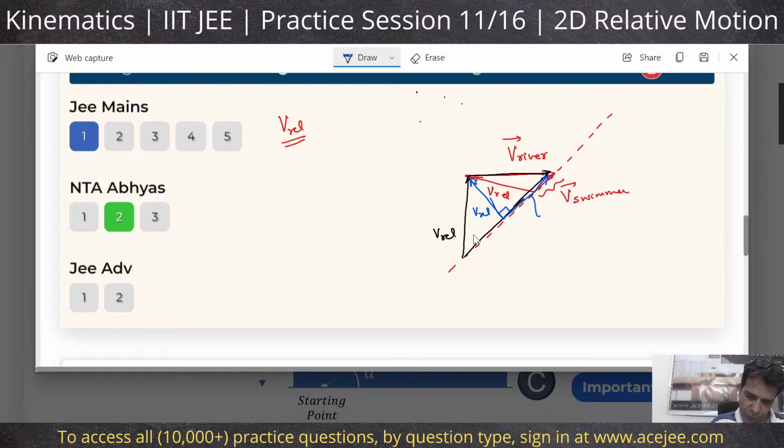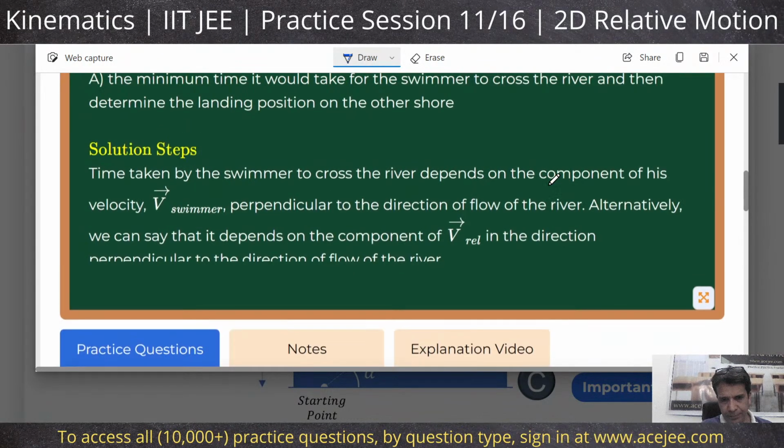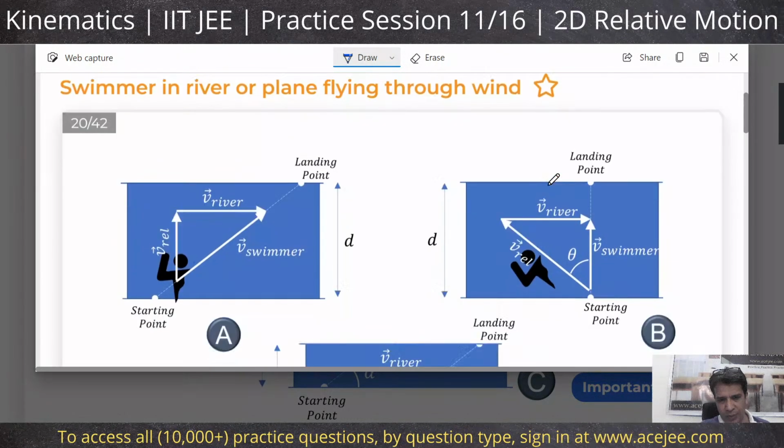Now, which one is the smallest? Right, which one is the smallest? Well, the blue one is the smallest. Correct? Simple geometry. Got it? Okay, good. Now let's look at this one, scenario A.